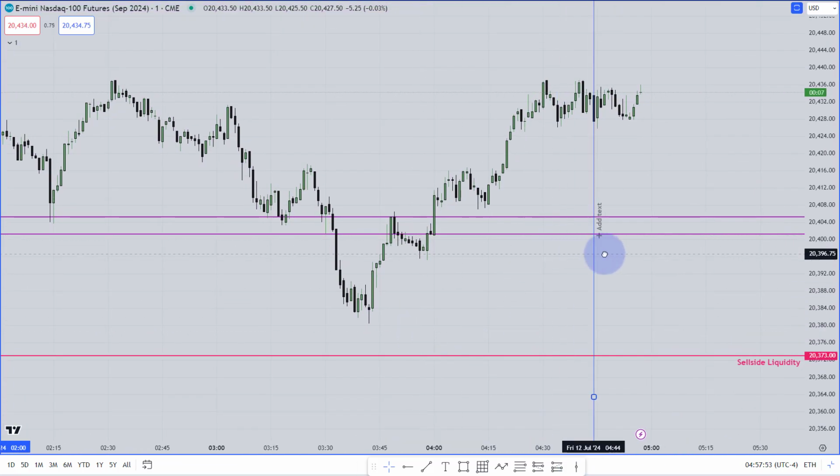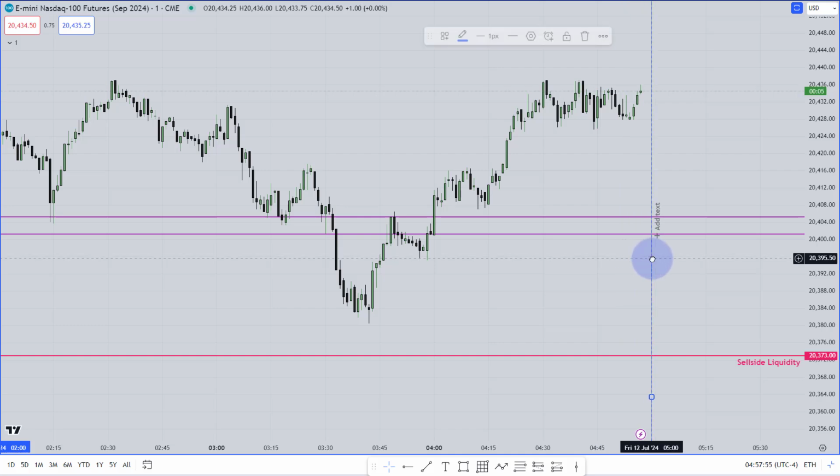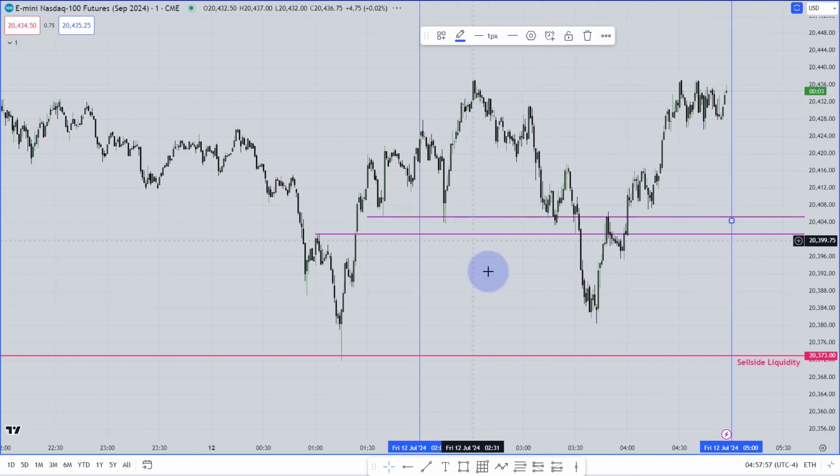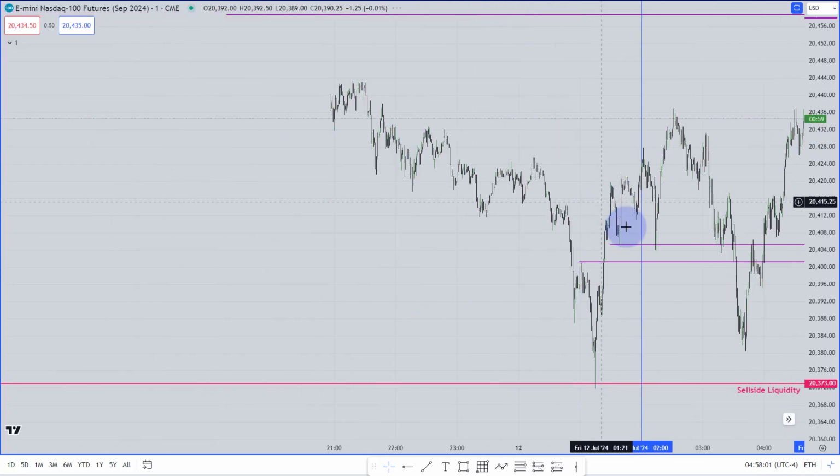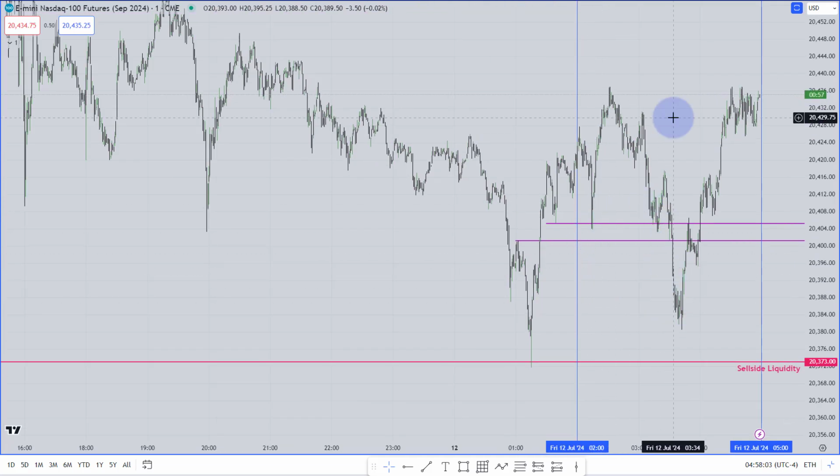So let me mark it. This is the 5 a.m. This is the London kill zone. So you will start to look for your buy setup in this time frame. Now, when you are looking for a buy, I will talk about this price action. Just keep a little time.